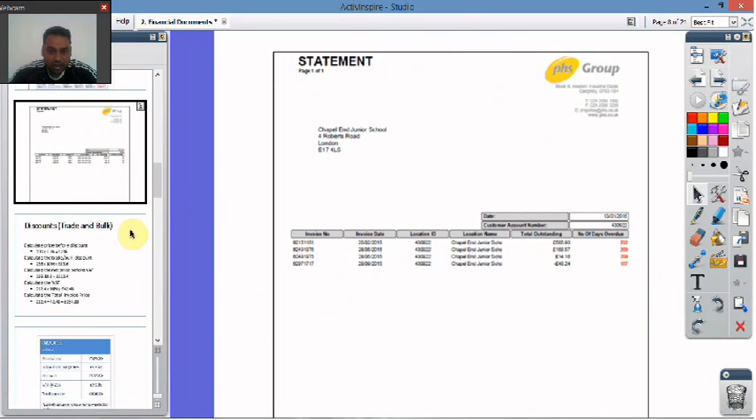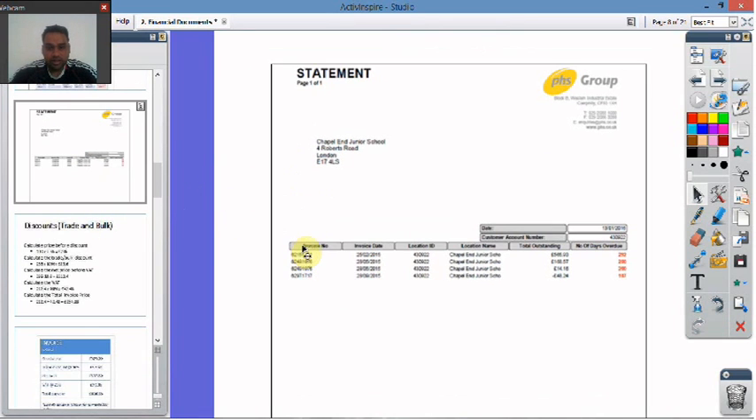Let's have a look here. Statement. So this is a statement. It lists all the invoices that are due, days overdue, the amount outstanding. This is what a statement looks like. It looks slightly different to the other documents actually, because it lists all the invoices. Whereas the rest of them will have invoice numbers, this one will have the customer account number.